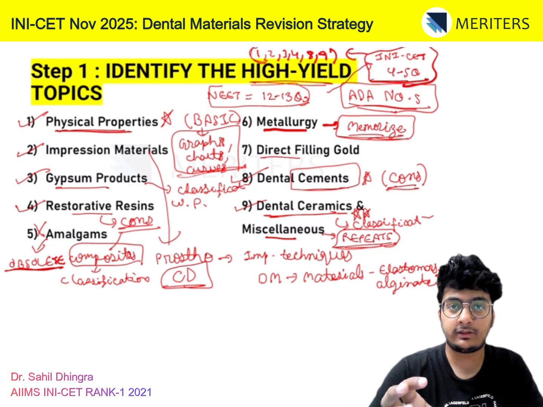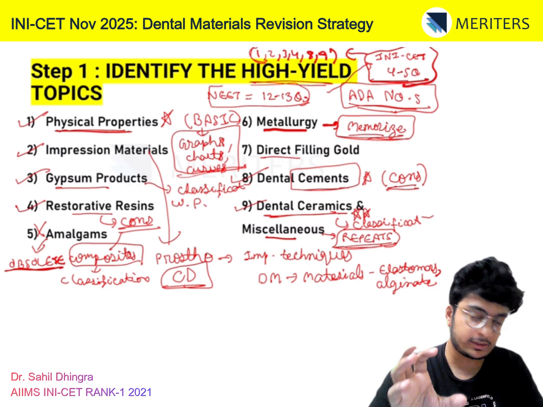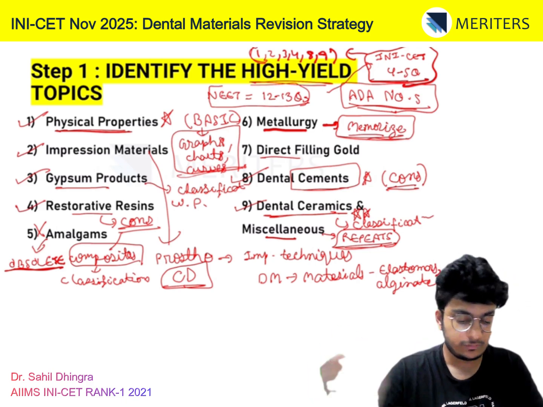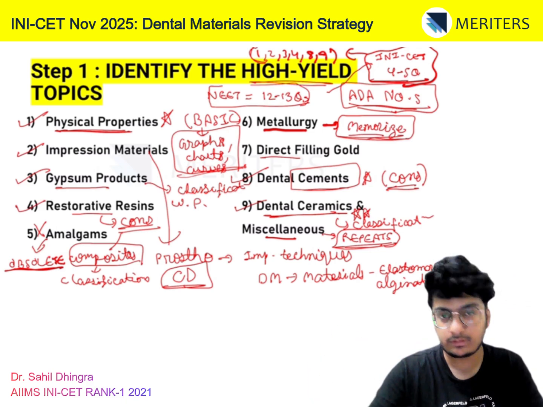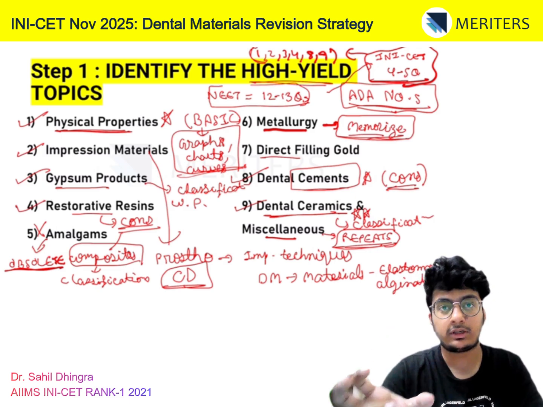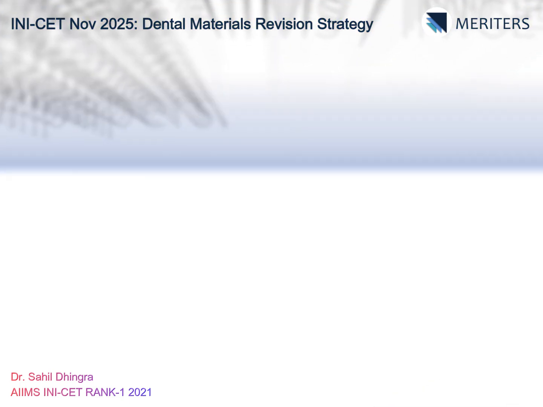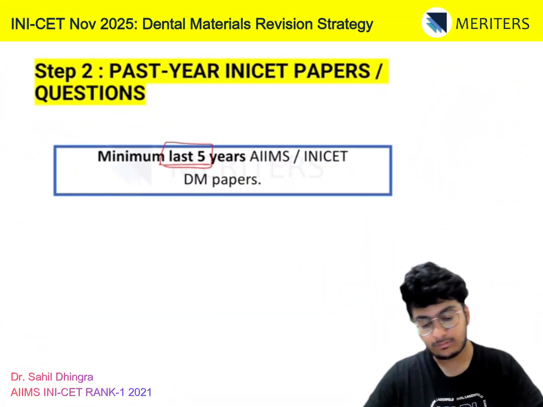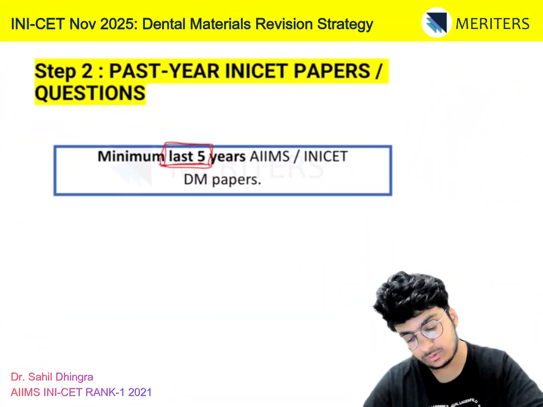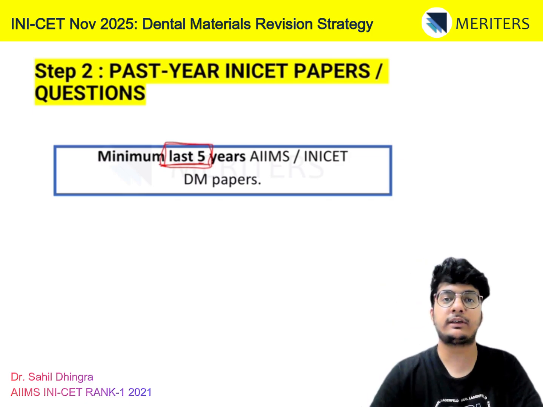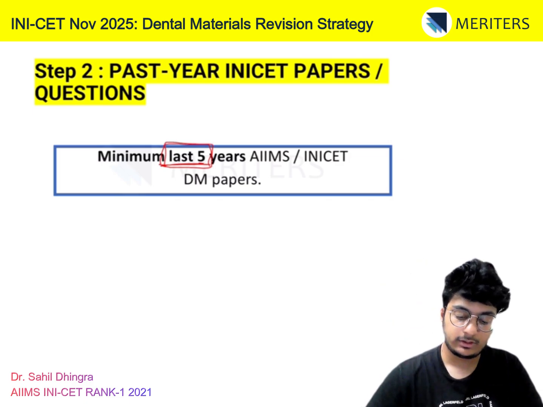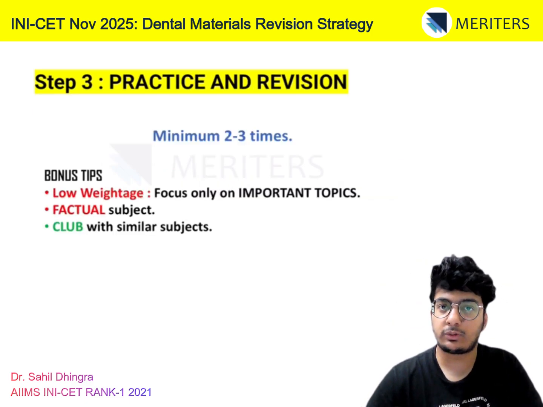So the better advice here is that in DM, the best way to study is to club it with cons and with prostho. For example, impression materials and ceramics, you can club with prostho. The restorative resins and the dental cements, you can club with your conservative or operative dentistry. Then minimum last 5-year papers you must do before appearing for the exam for your dental material subject. And you will find that only 4 to 5 questions are routinely asked from this subject specifically.